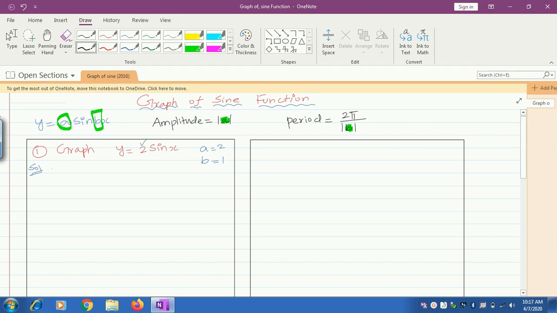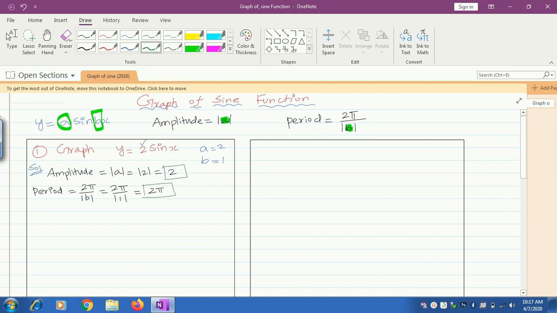Now the amplitude, what is the amplitude? The formula is given by absolute A, which is equal to 2, and the period is 2 pi over absolute B, which is equal to 2 pi over 1. So the answer is 2 pi. So I got the amplitude and period.